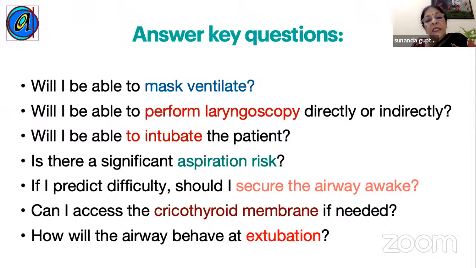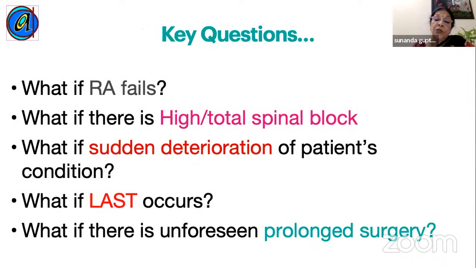Now, once you have answered these questions in the negative, you decide who is going to intubate the patient, or why not go in for regional anesthesia? So when you decide on regional anesthesia, you should be able to answer these key questions. What happens if regional anesthesia fails? Do you have a plan in sight? A high or total spinal block?